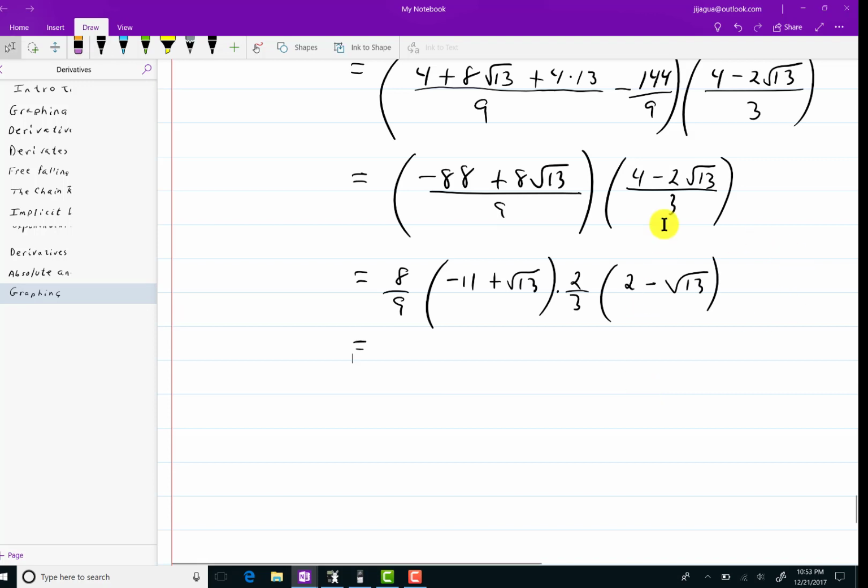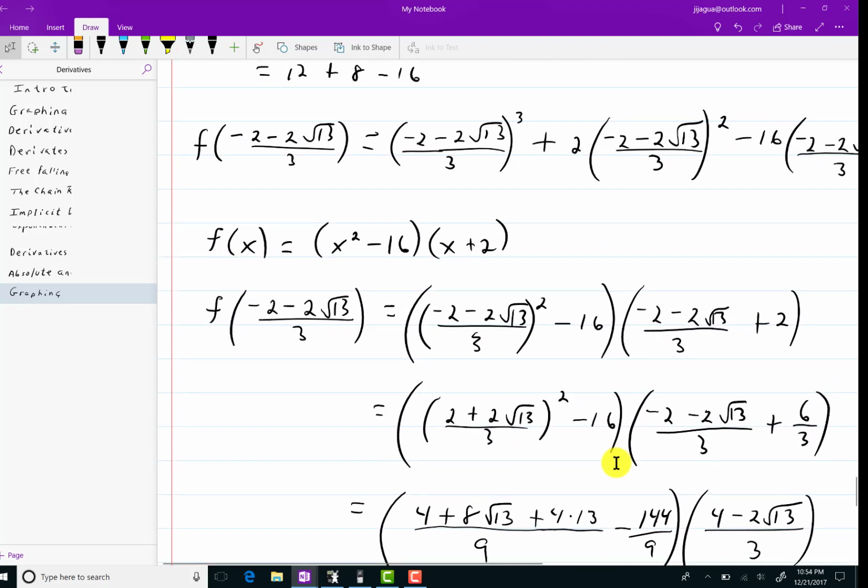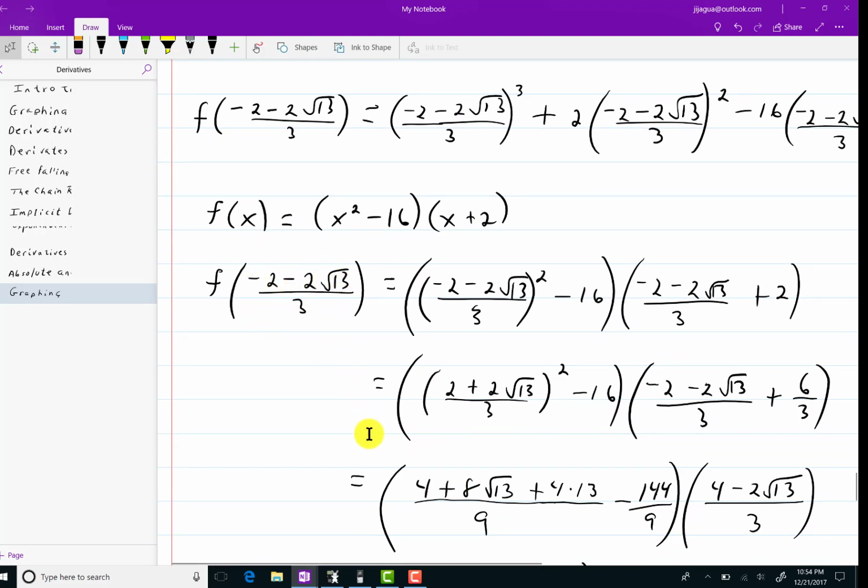Now it's a simple matter of foiling those out. I'll multiply this fraction times this fraction to get 16 over 27. And then let me go ahead and FOIL this out. Negative 22 plus 11 radical 13 plus 2 radical 13. And then finally minus 13. So I have 16 over 27 times negative 35 plus 13 radical 13. So that's the y value for negative 2 minus 2 radical 13 over 3.